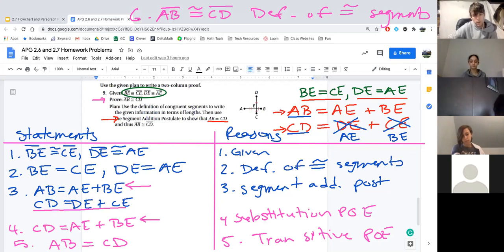I'm sorry, I'm just reading it out. I'm reading the comments here about can't use the transitive property.